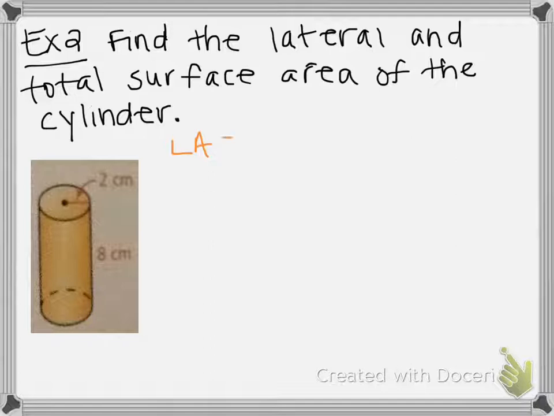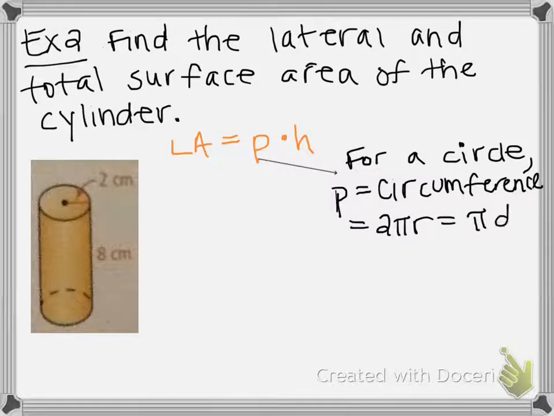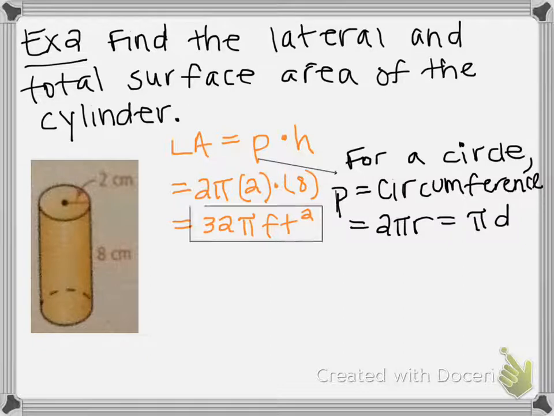So my lateral area is going to be perimeter times height as usual, but since we're dealing with a circle, perimeter in this case is actually the same thing as circumference. And how do we find circumference? We have a formula for that. That's 2 pi r, which is radius, same thing as pi diameter. So really, we're doing 2 pi r, our radius of 2, times 8, our height, which comes out to a total of 32 pi feet squared.